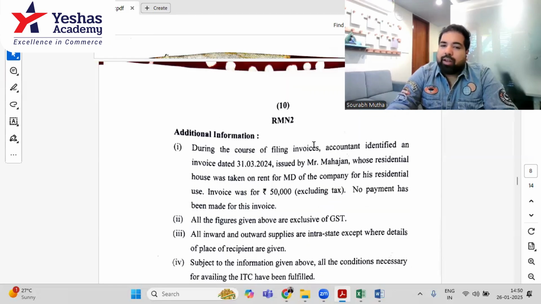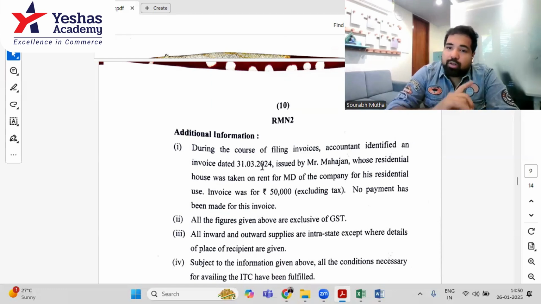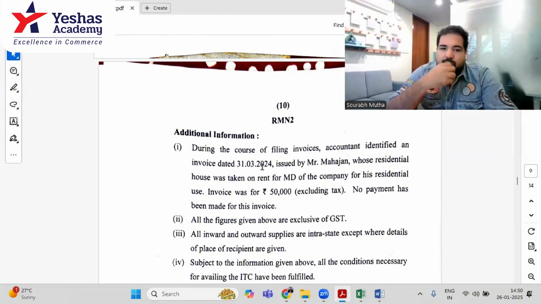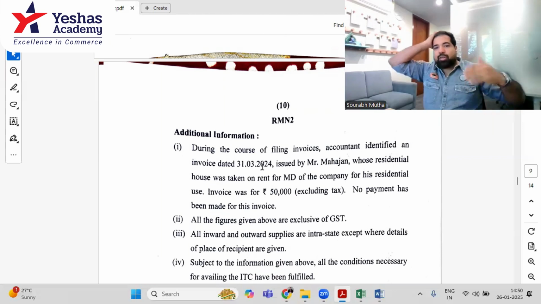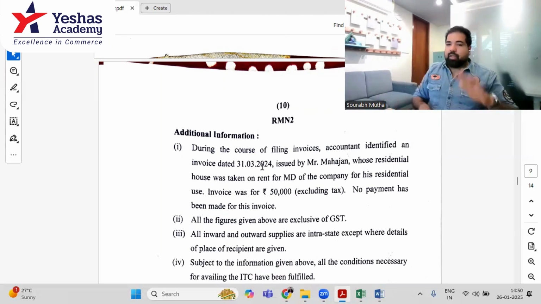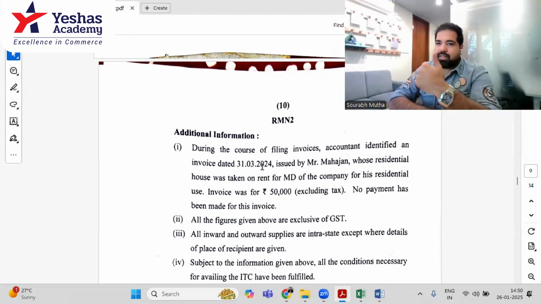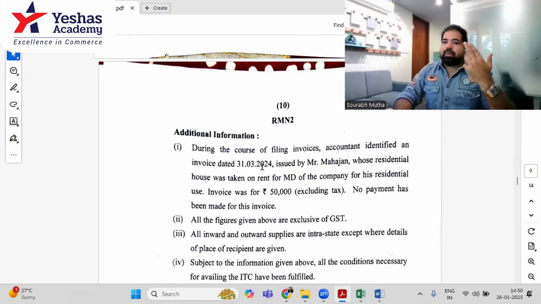Now, during the course of filing invoices, the accountant identified an invoice dated 31st March 2024. So he saw an invoice issued by Mr. Mahajan, whose residential house was taken on rent. Now, basically, he's missed out something. Now, if you missed out something, then you'll have to include it. And this is how you have to include it. This is for a residential house. If you remember residence, residence given on rent is also subject to GST unless you're a proprietor. You remember RRR. Residence given on rent is taxable under RCM.